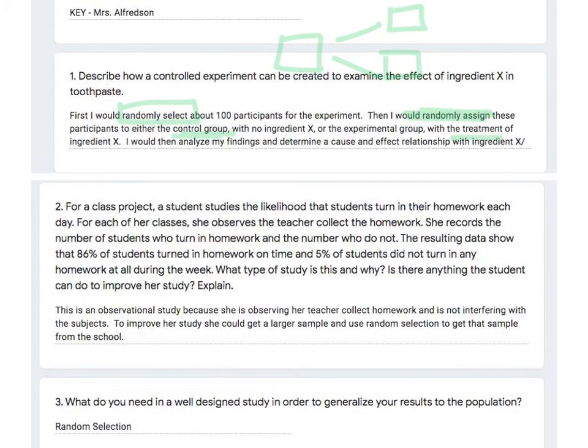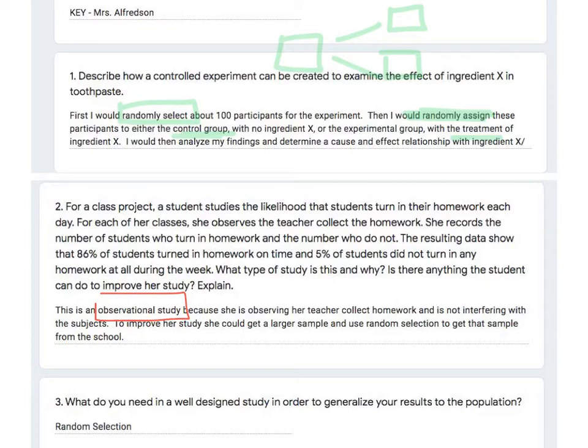The next question says, for a class project, a student studies the likelihood that students turn in their homework each day. And for each of her classes, she observes the teacher collect the homework. She records the number of students who turn in the homework and the number who do not. This is clearly an observational study. She is observing whether or not her friends turn in the homework. She's not putting a treatment on them. She's not interfering. She's just observing.